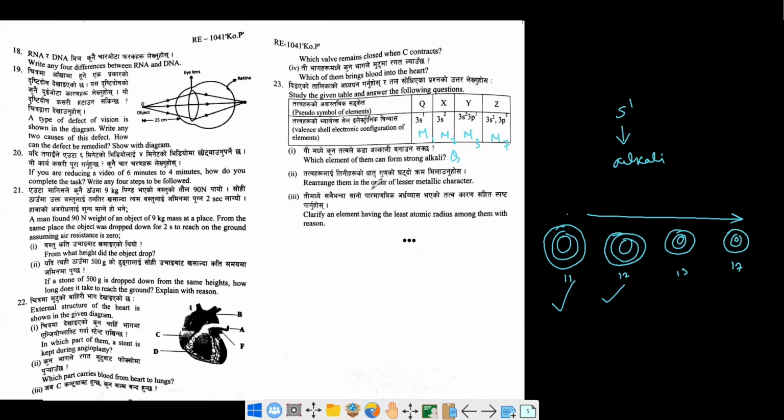Okay, this is how we completed the discussion of the Koshi province 2080 SE question paper.